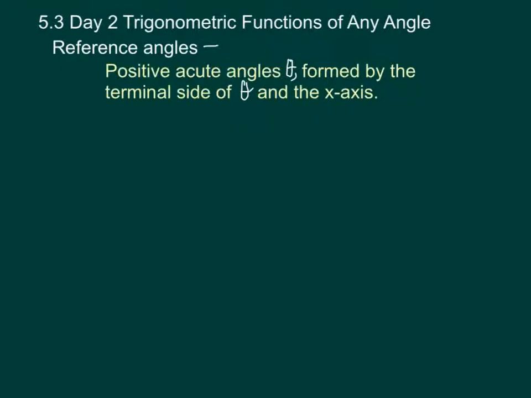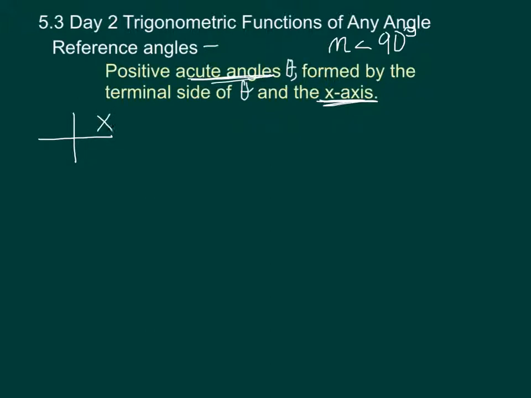5.3, Day 2, Trigonometric Functions of Any Angle. We're going to talk about reference angles, which are positive acute angles. Acute means that the measure is less than 90 degrees, formed by the terminal side and the x-axis. Very important. So I'm going to give you this little helpful hint to help you.